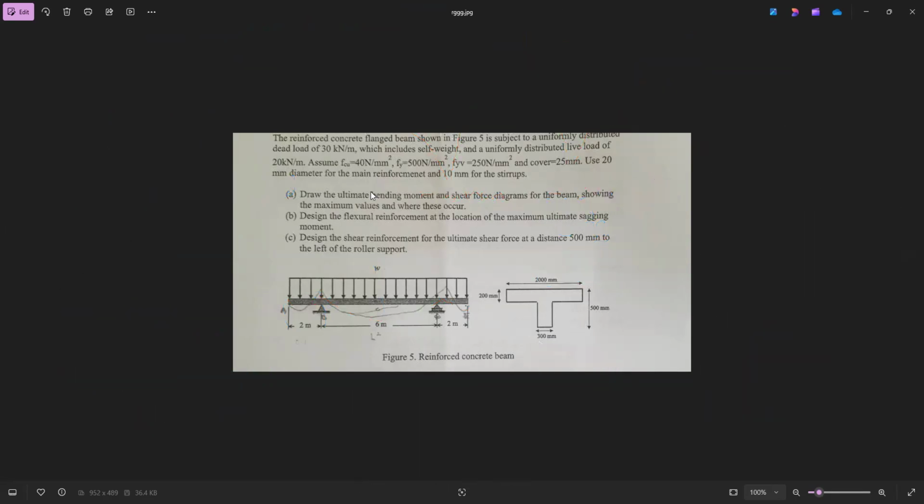Okay. So we have now the ultimate bending.